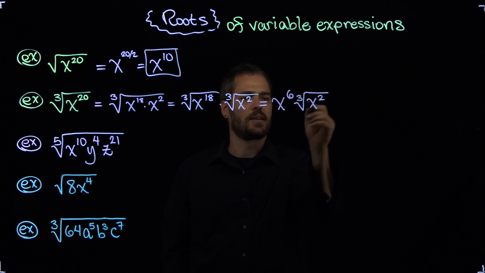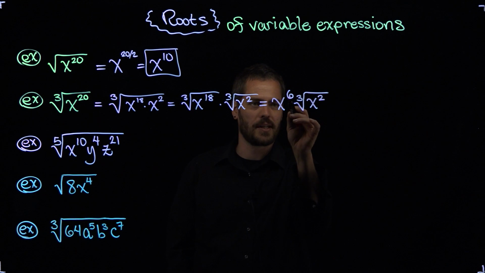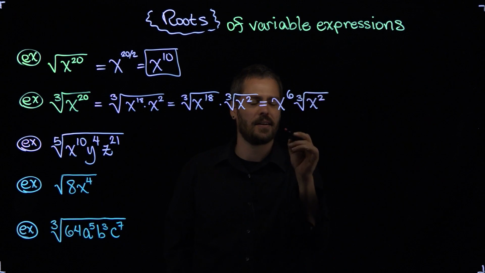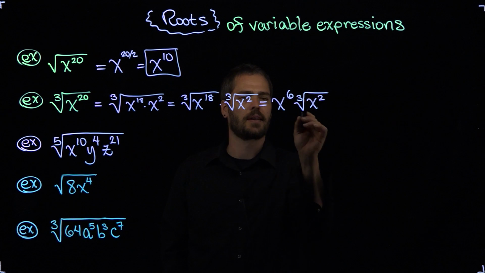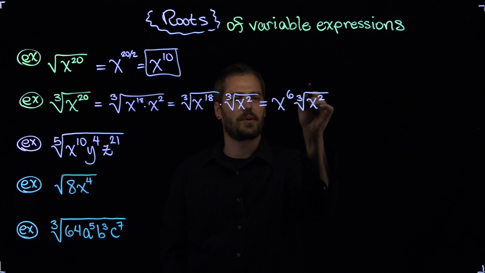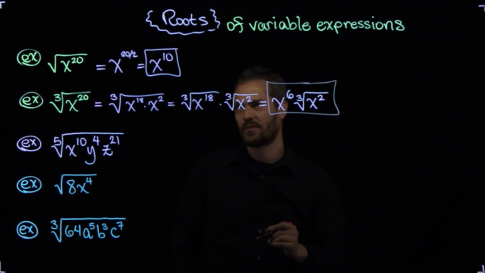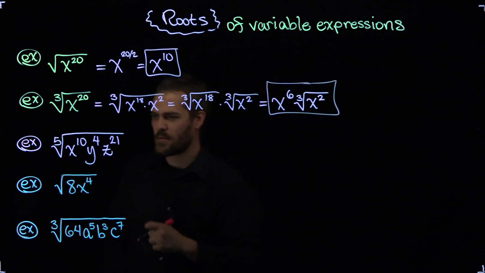of x squared. And you're going to have to be careful with your notation since there's so many superscripts, the index here, the other guy there. Just make sure you're really clear in your notation so that everybody knows what you're saying. So this is x to the 6th times the cube root of x squared as our, quote, simplified form of this variable expression. Okay, let me move on to the next one.